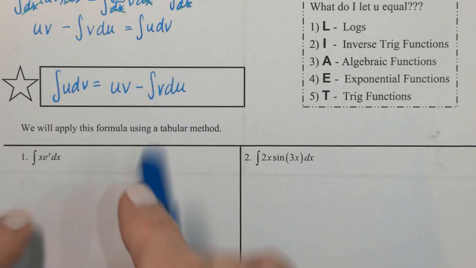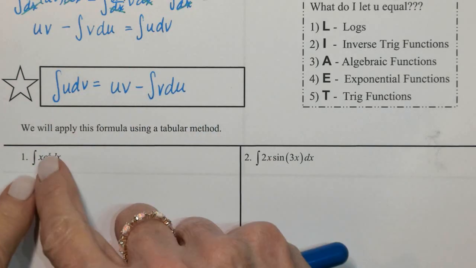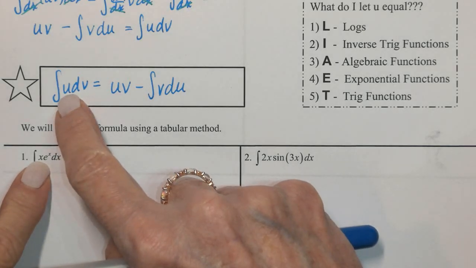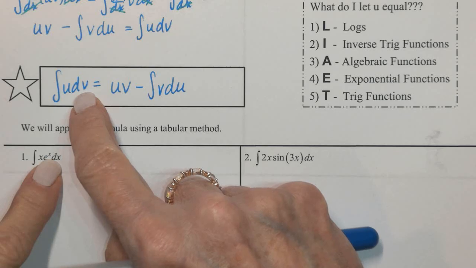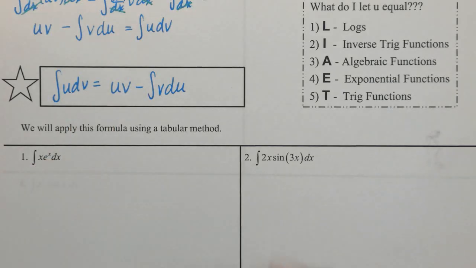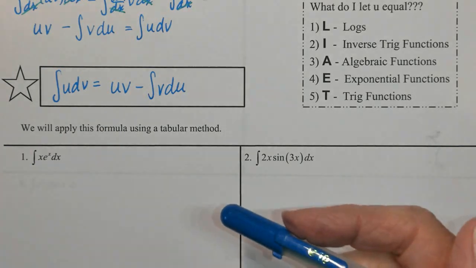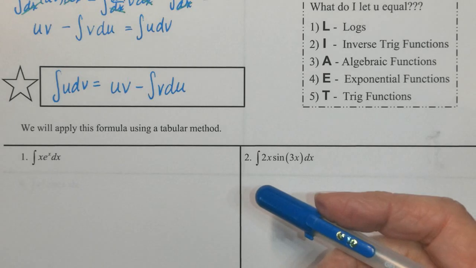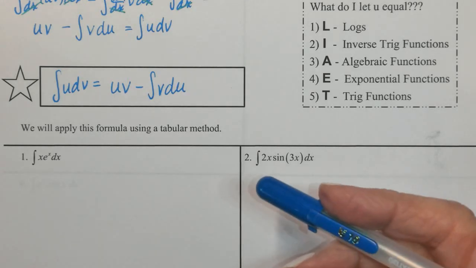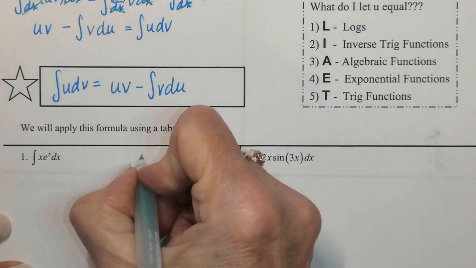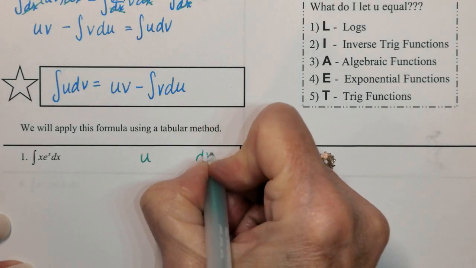So I'm going to assign something here to be my u, and everything else will be part of my dv. Okay? I'm going to do this using a tabular method. I find that kids are highly successful doing integration by parts using a table method, tabular method. So I'm going to create a table for my u and my dv.